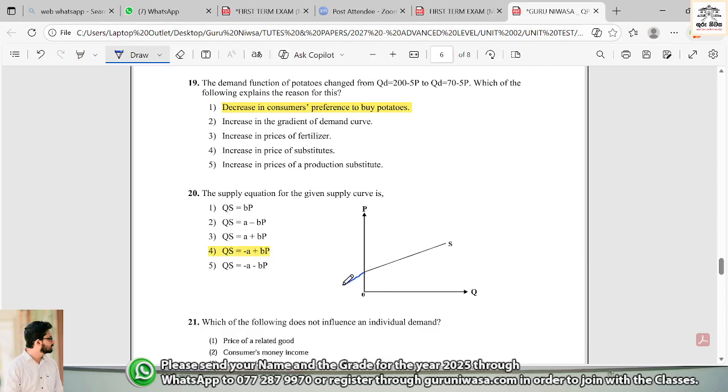Extend this supply curve. If you extend this supply curve, the intercept of this supply curve will be negative. Here the intercept is negative. QS equals minus A plus BP. The answer is number 4. You get the point? Yes, sir. Yes, simple.